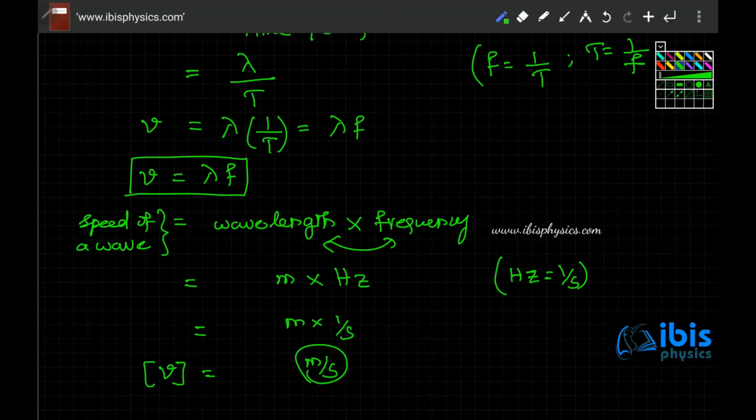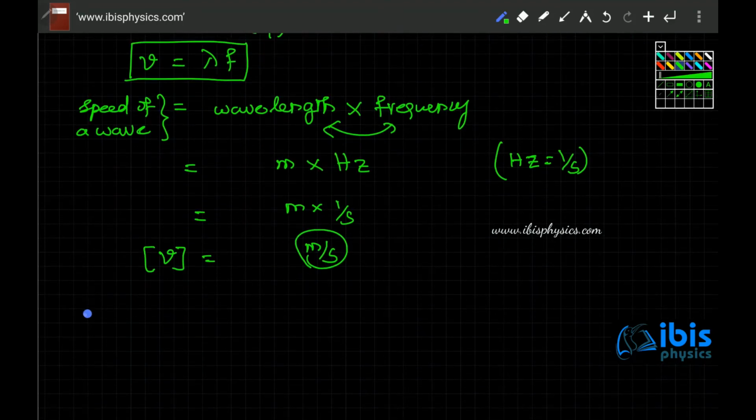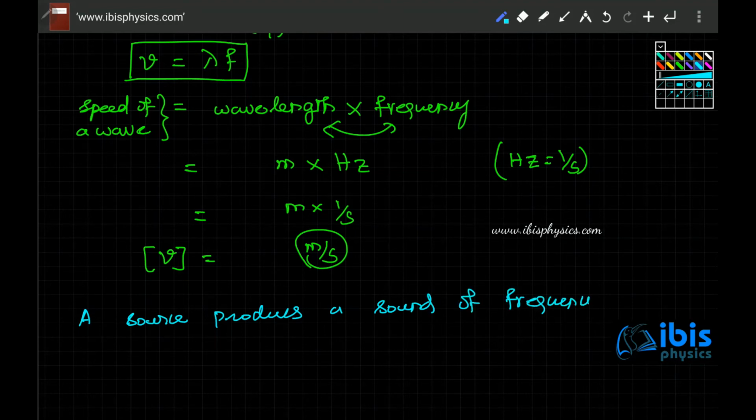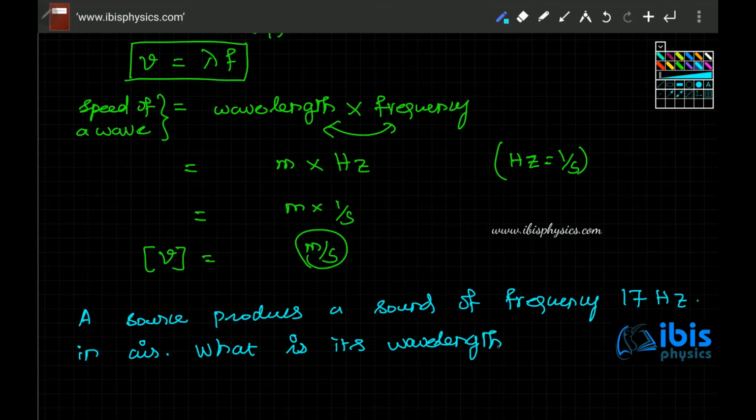So how do we apply this? Suppose a source produces a sound of frequency 17 hertz in air. What is its wavelength? This is the question.